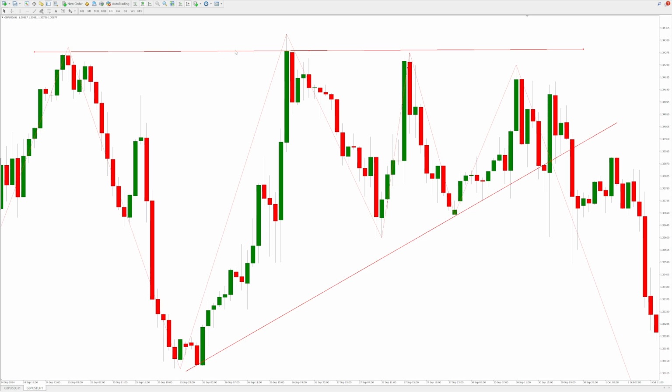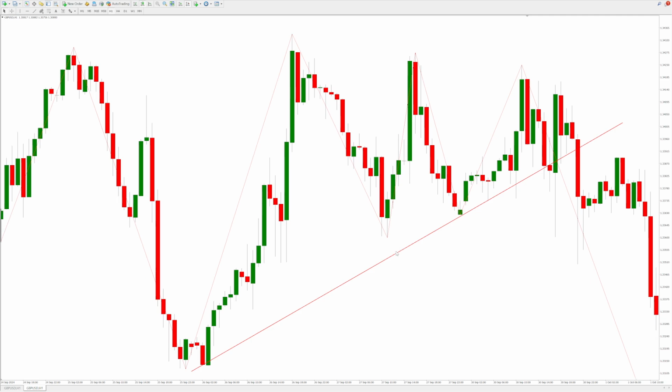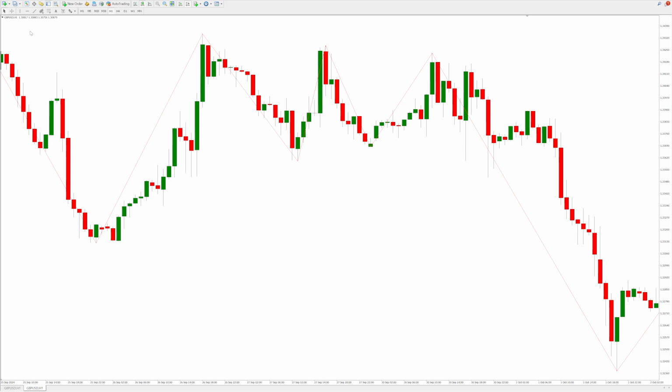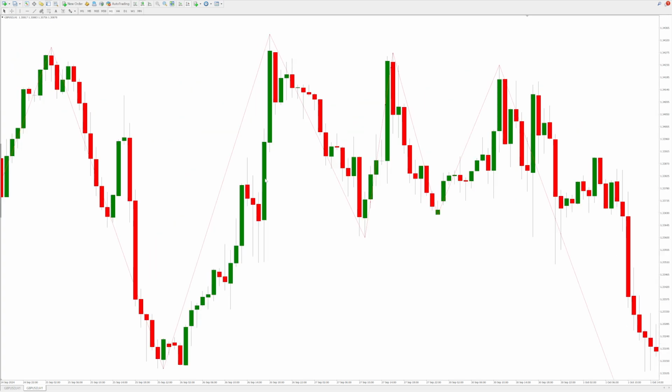Some traders wouldn't even have any extra lines on the chart. You could just use the zigzag indicator itself, like so. Okay, so that's well and good. It's drawn us support and resistance levels. What do we do with them? Well, that's very simple. We trade breakouts, okay?